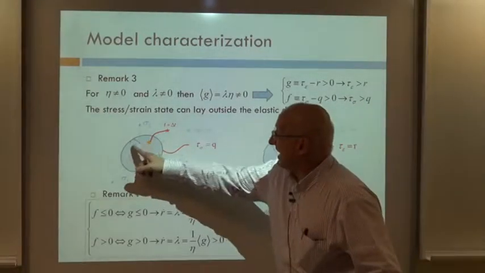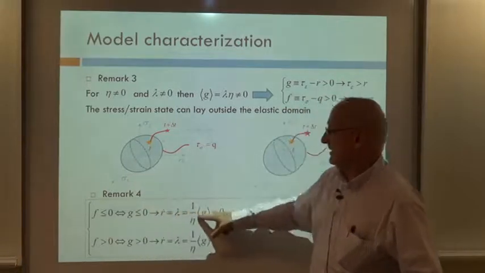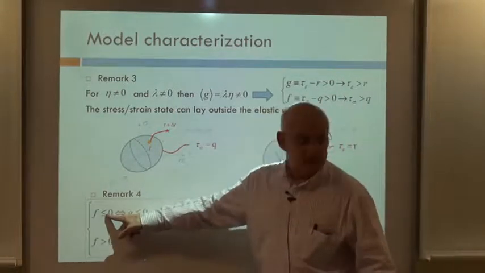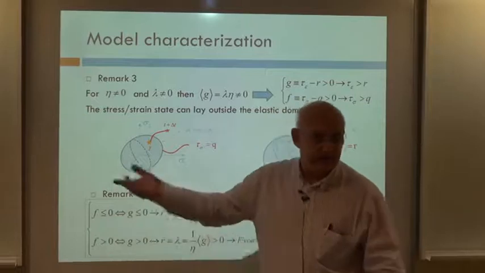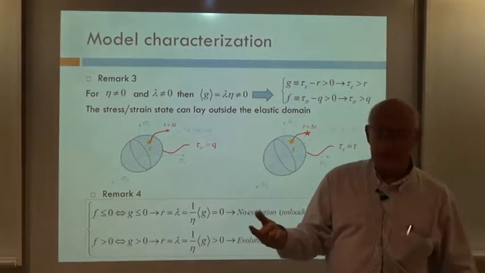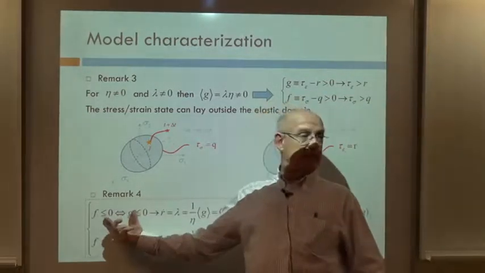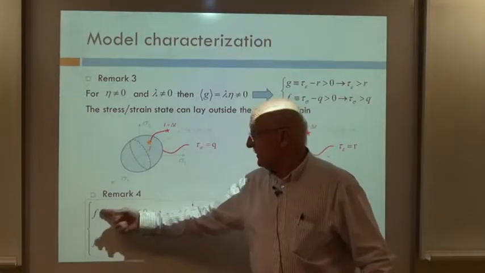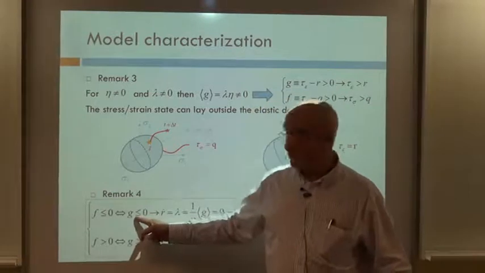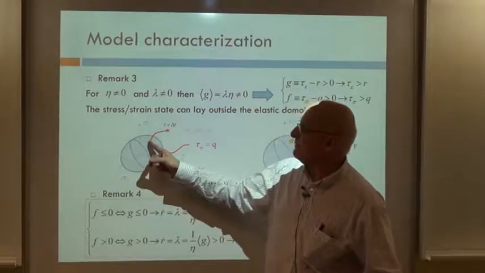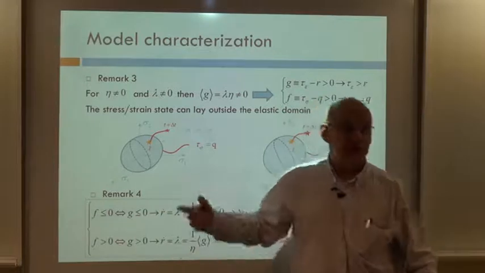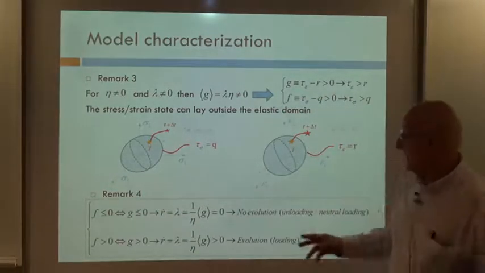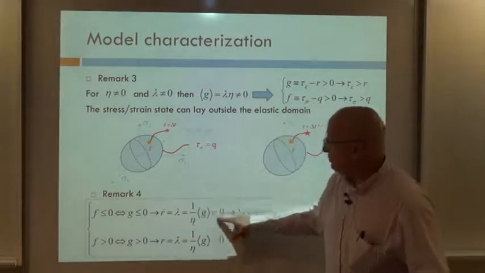When the point is inside the elastic domain, that is, F is smaller than 0 or G is smaller than 0, depending on whether we are in the stress space or the strain space, this duality still holds. So if F is smaller than 0, G is smaller than 0. If the point is inside the elastic domain in the stress space, it's also inside the elastic domain in the strain space. In that case, the evolution equation, what does it say?